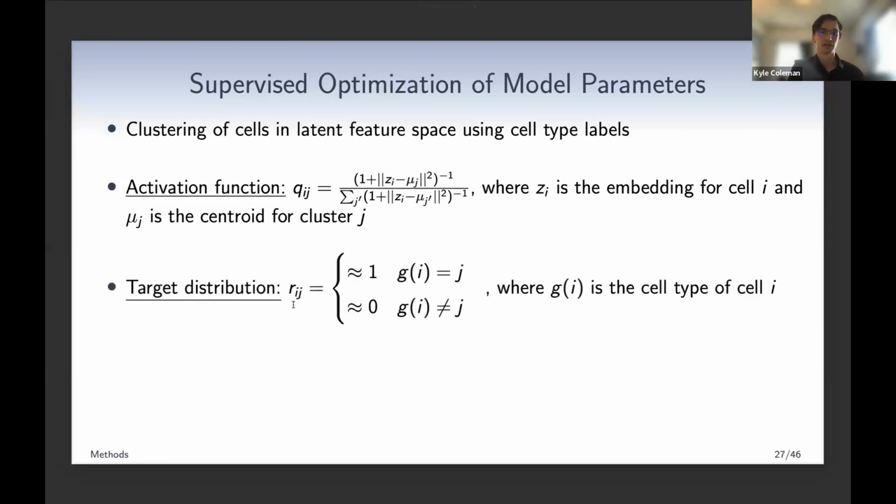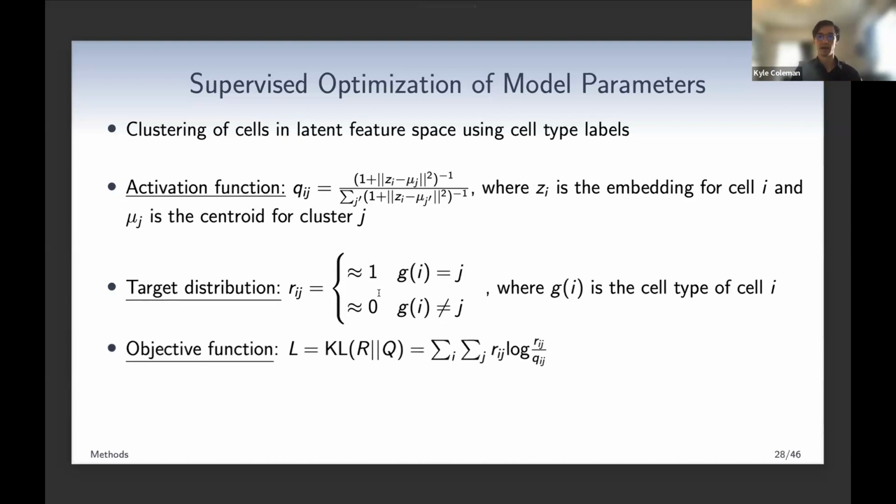Then we also have a target distribution that we're trying to drive these Qijs towards, and that's given by Rij, which is approximately equal to 1 if j is the type of cell i, and approximately 0 if j is not the cell type of cell i. We can define the target distribution in this way because we are using the labels of our scRNA-seq data set. So what this is doing is trying to drive cells closer to the centroid representing their cell type and further away from the centroids representing cell types that are not of their type. So it's driving cells of the same type closer together and cells of different types further apart.